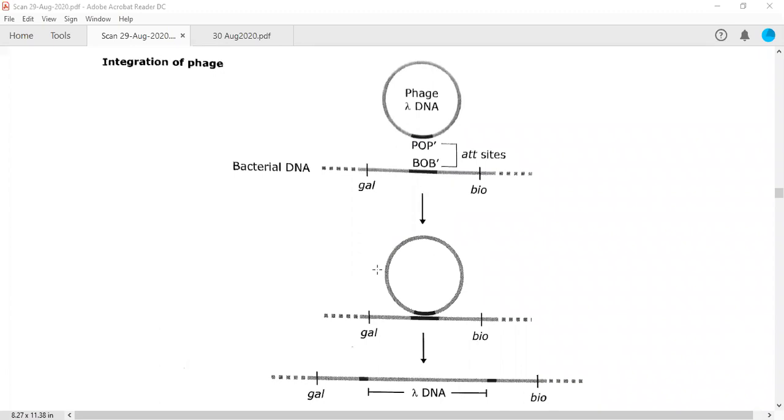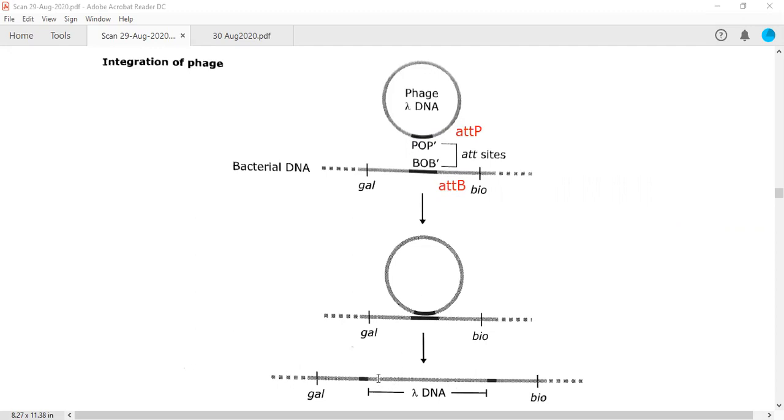So as you see, they are att sites. You can call them attP, you can call them attB. Let me annotate this so that you are able to understand this more clearly. So this is attP. These sites are called attB. I hope you are able to understand. P for phage, B for bacteria, right?